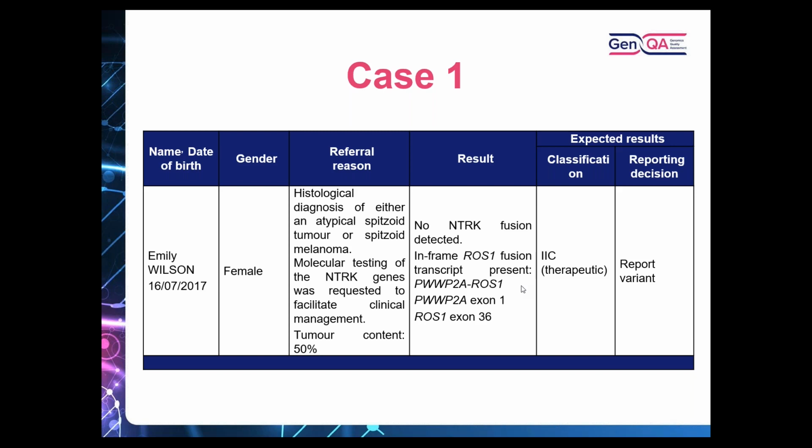And originally this patient had been referred for molecular testing of NTRK to facilitate clinical management, and the tumour content of the sample was 50%. The results were that they didn't actually find an NTRK fusion in this patient. However, they did find an in-frame ROS1 fusion transcript, a PWWPTA ROS1 fusion between exon 1 of PWWPTA2A and exon 36 of ROS1.